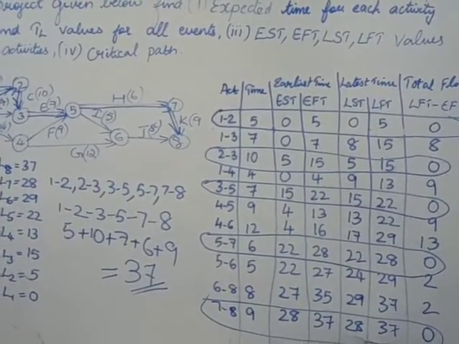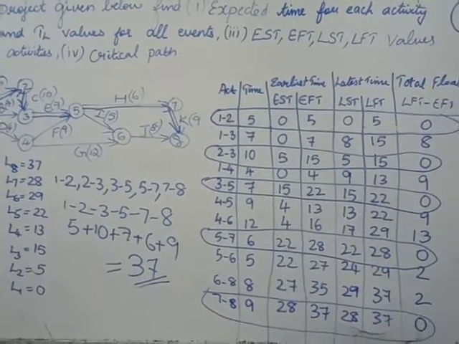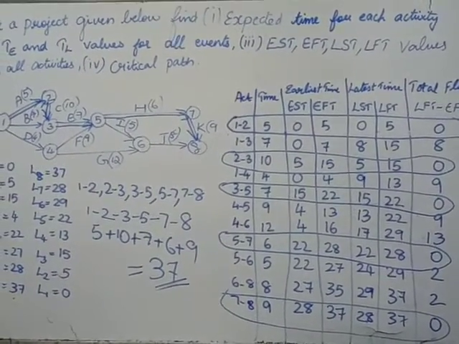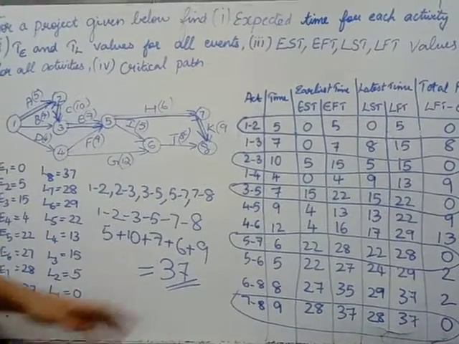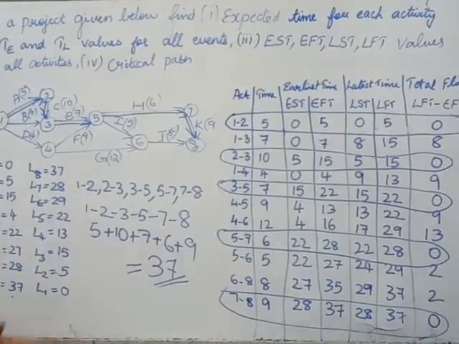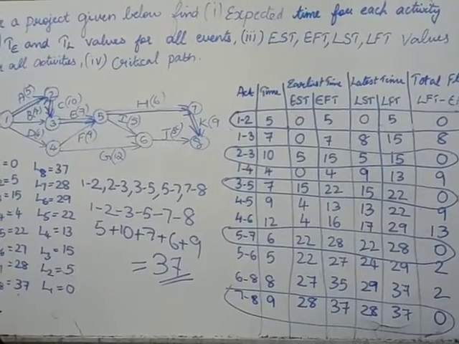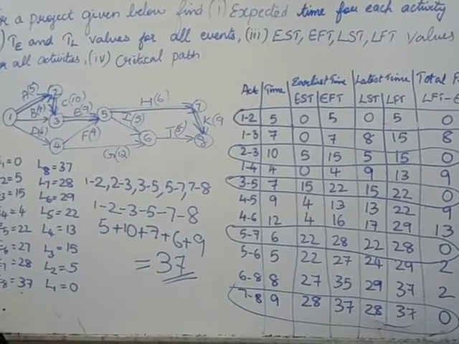So hope PERT is now clear to you. That means the expected time is 37. The probability based time duration calculation we can discuss in the next classes.